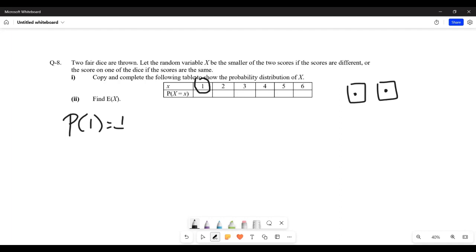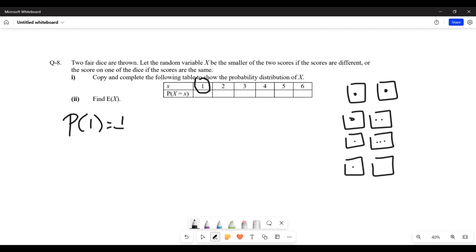where the smaller number is 1. For example, you have 1 on one of the dice and 2 on another dice, or 1 on one dice and 3 on the other dice, or 1 on one of the dice and 4 on the other dice, and so on. So there are so many outcomes in which your score is 1 because you're choosing the smaller of the two scores.